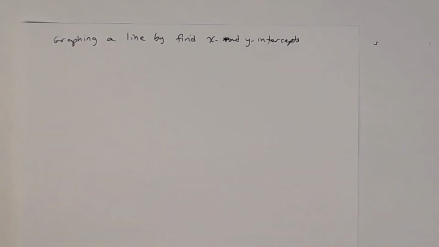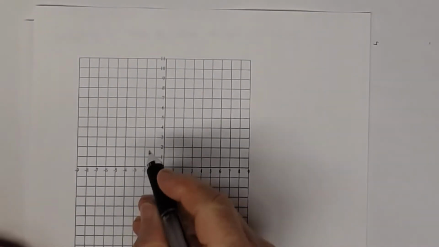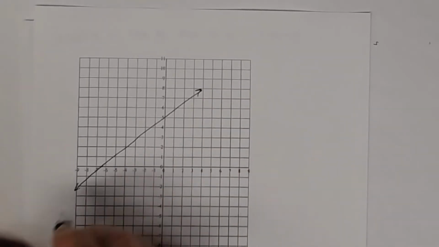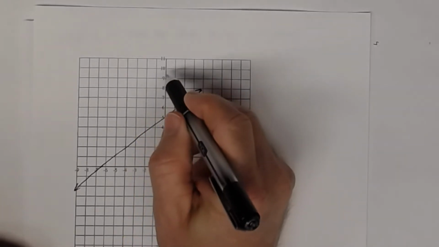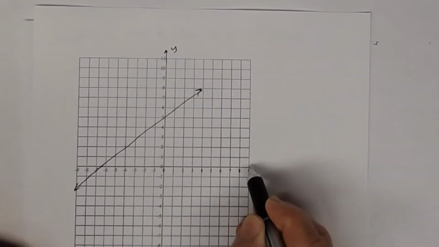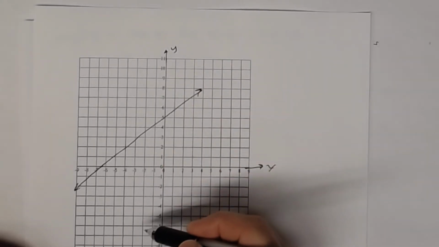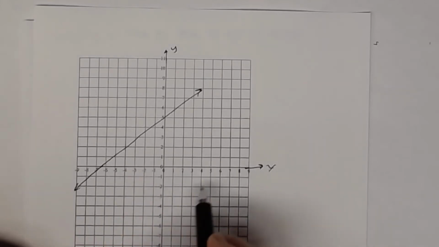All right, so in this lesson, we're going to look at graphing a line by finding the x and y intercepts. So if we look at a coordinate plane, and let's say I draw a line that looks like this, and I'm going to extend it. So you see where this line intersects. Remember, this is the y-axis right here, and this is the x-axis. So the vertical line that you see here, that's the y-axis, and the horizontal line here, that's the x-axis.